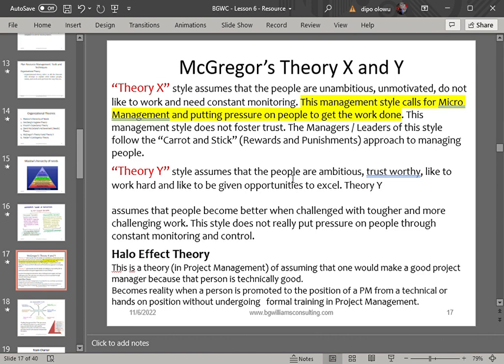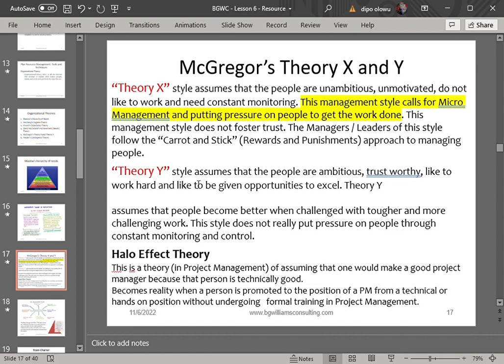It's also referred to as a carrot and stick approach. The carrot and stick approach is simply that process of reward and punishment. If they are doing well, reward them. If they are doing badly, punish them. That is what McGregor Theory X is.